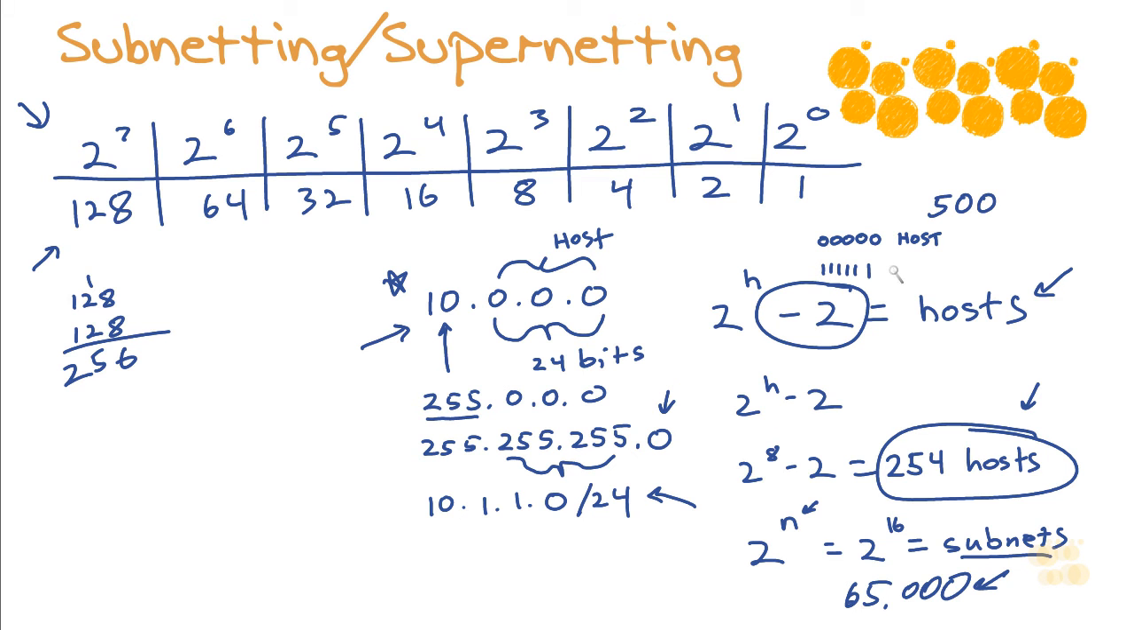These are reserved for special purposes. The all ones in the host bits is reserved for what's called a subnet broadcast, and the hosts all zeros situation is reserved to define that particular network itself. So there's special purposes to those two scenarios, and that's why we have the -2.